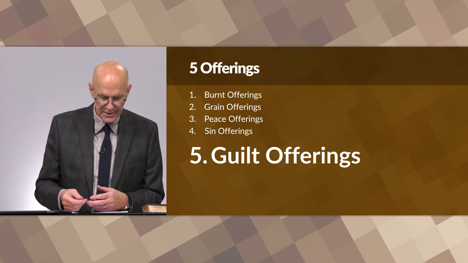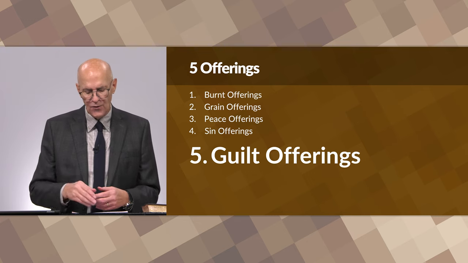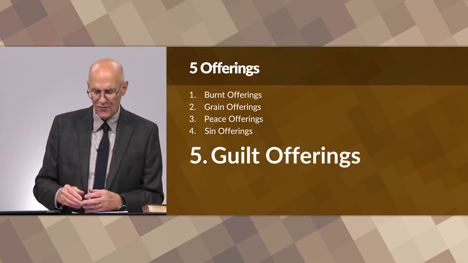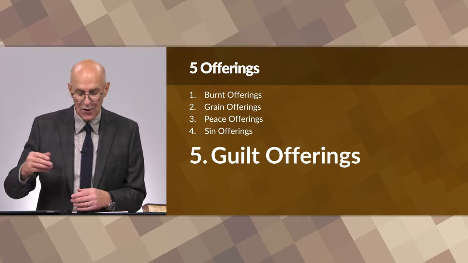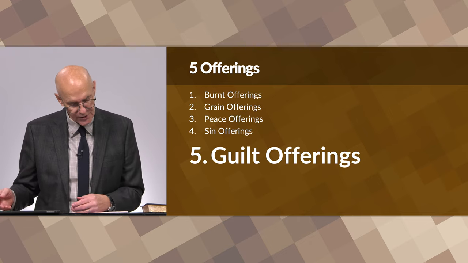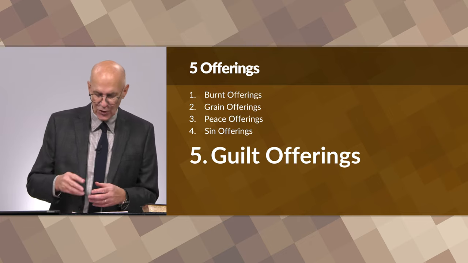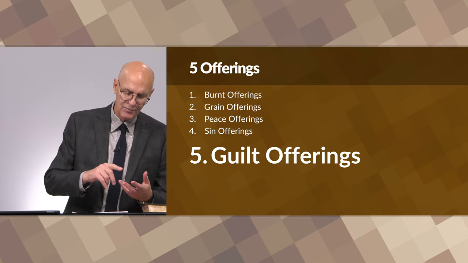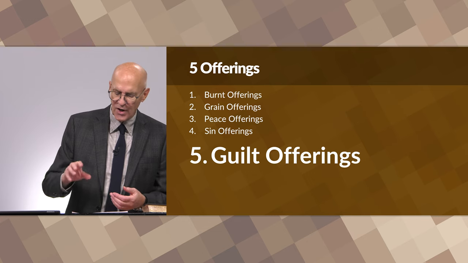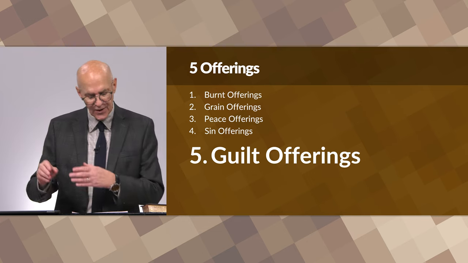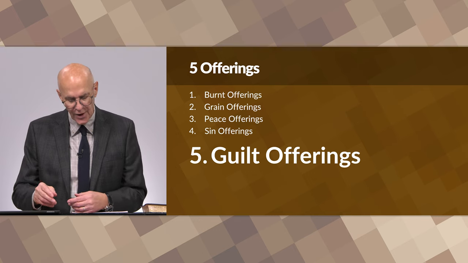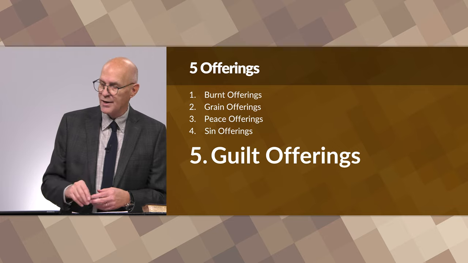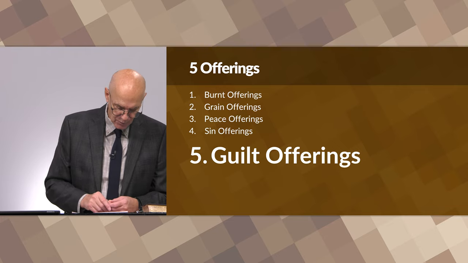This suggests that the sin offerings were for offenses against God and His holy things, and guilt offerings were for offenses against other people and their possessions. It seems that the first three kinds of offerings, burnt offering, grain offering, peace offering, were voluntary, but the sin and the guilt offerings were required to atone for and receive forgiveness for sins against God and other people.